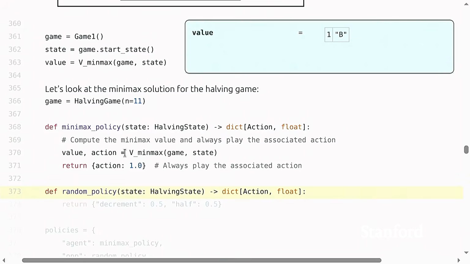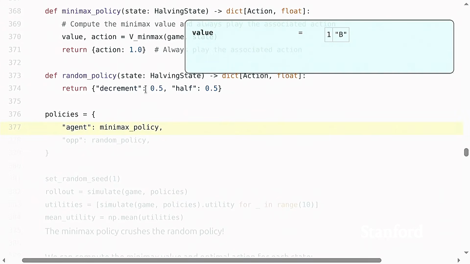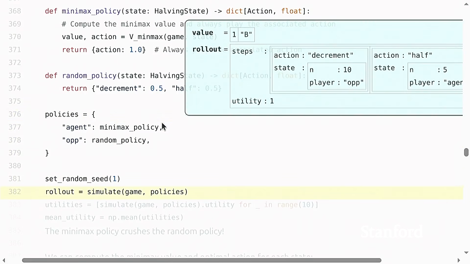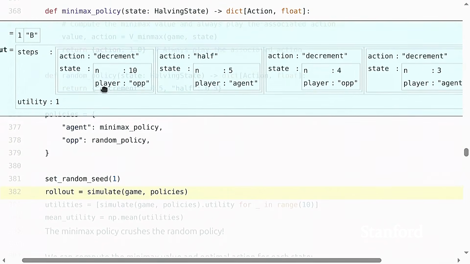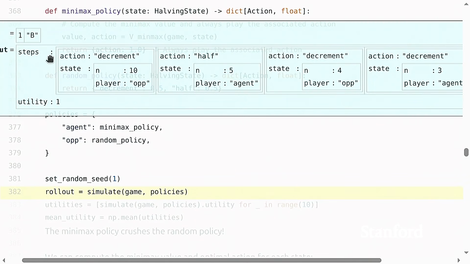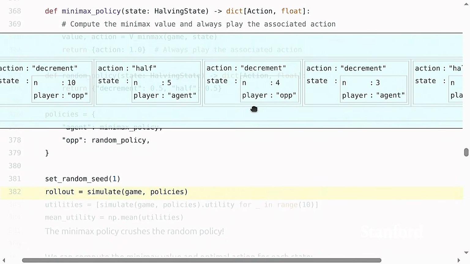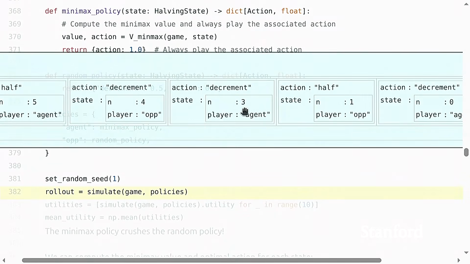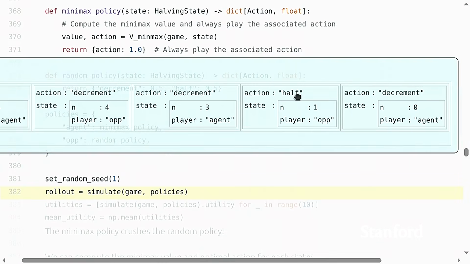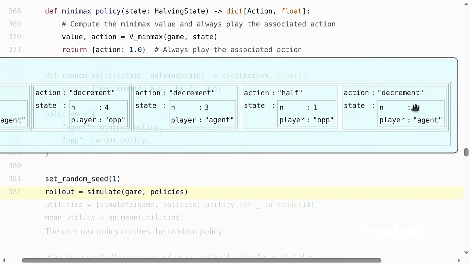And let's say the opponent is going to play the random policy. The random policy is just going to choose decrement or halve, each with probability half. Now when I simulate, I get something that looks like this. The agent decremented, now we're at 10, and now it's the opponent's turn. The opponent decided to halve, now it's 5. The agent is going to decrement, the opponent decrements, the agent is going to halve, and then the opponent has to decrement, and I get 0, and now the agent wins.